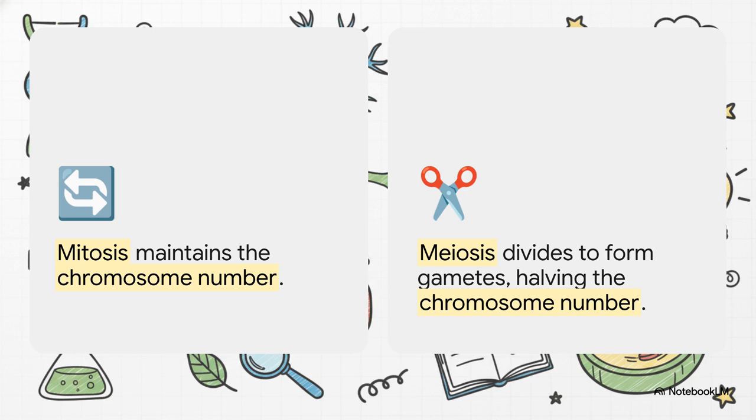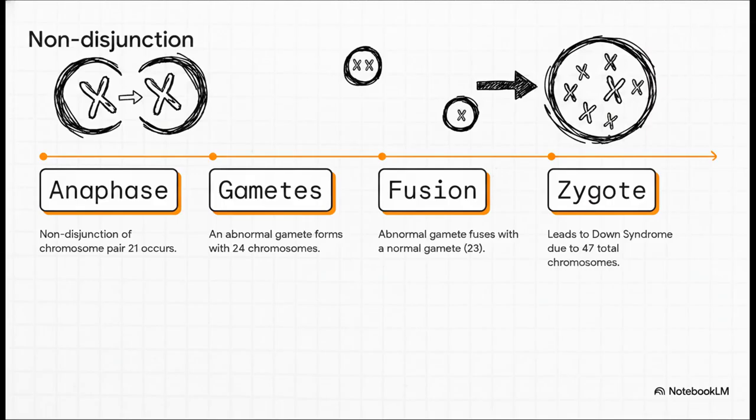Meiosis divides twice to produce gametes, and critically, it halves the chromosome number to form haploid cells, each with a slightly different genetic makeup thanks to crossing over. And here is the exact chronological failure that causes Down syndrome.